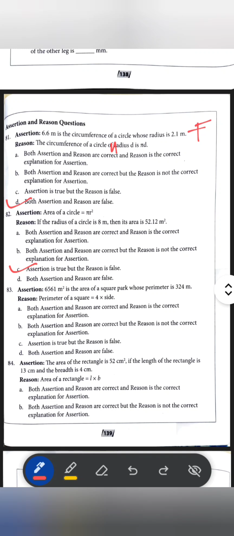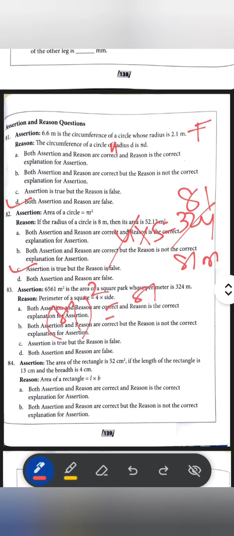Now question number 83, 6561 meter square is the area of the square park whose perimeter is 324 meter. If perimeter is 324, then 4 into one side is equal to 324. So one side is equal to 4 8s are 32, 4 1s are 4, 81 meter. If it is 81 meter, then its area will be 81 square. It means 81 into 81. So let's use the Vedic mathematics. 1 1s are 1, 1 8s are 8, 1 8s are 8 plus 8 16, 6 whole 1, 8 8s are 64 plus 1 is equal to 65.